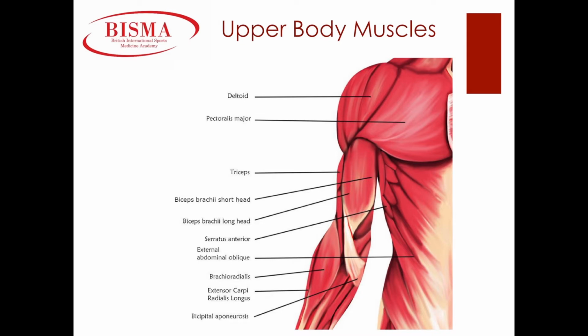The serratus anterior originates on the front of our ribs, ribs 1 through 8, and it inserts on the anterior surface of our scapula. The joint crossed is the shoulder girdle. The joint action resulting from contraction of this muscle is protraction of the scapulae.